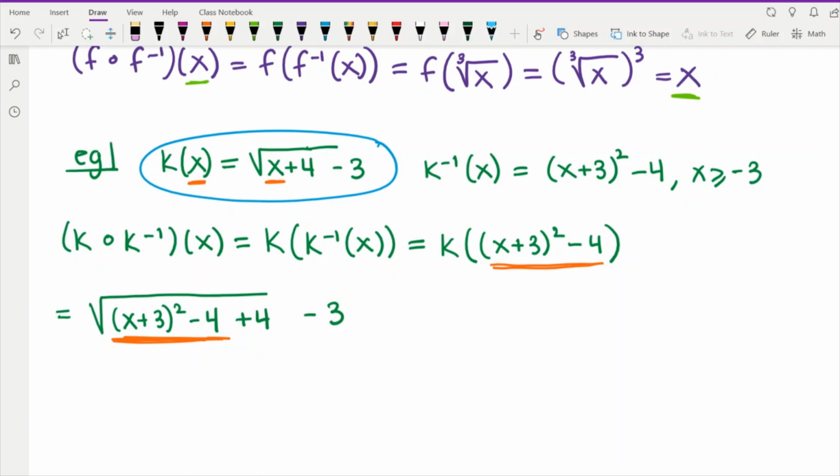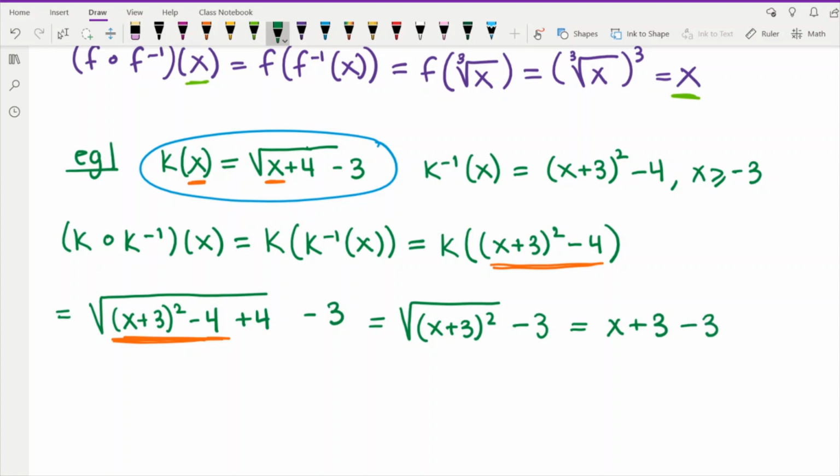Let's see how this all simplifies when we distribute or multiply and move things together. Here we would get the square root of x plus 3 squared, because the 4s are going to cancel out, minus 3. And then what happens when you take the square root of x plus 3 squared? Well, that's just going to be x plus 3. Normally, it would be plus or minus x plus 3, but because of the domain restriction, we don't have to worry about that. Conceptually, the idea is that the square root and the square are canceling each other out.